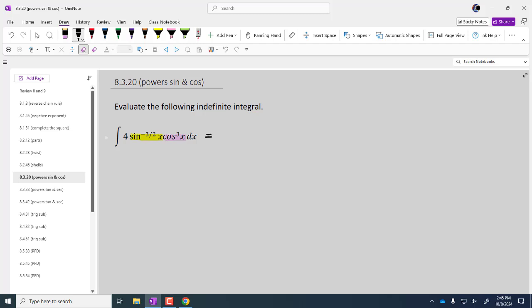All right, so we are going to pull one cosine off of the differential. You can put the 4 all the way out in front if you want. We have sine to the negative 3 halves. We'll just leave that alone. And then we're going to have 2 cosines here. These are called the leftovers.